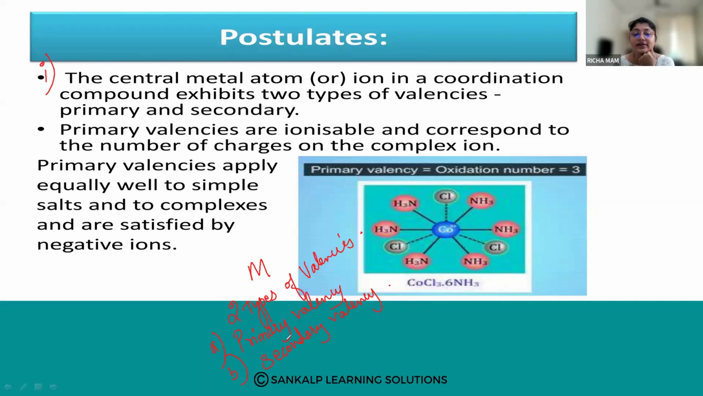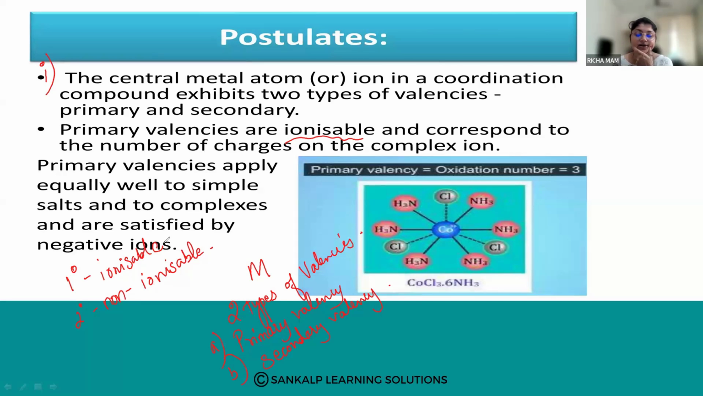Now, what is this primary valency? Primary valency is ionizable. It is ionizable, meaning it forms ions: if it dissociates in water, it will form ions. So primary valencies are ionizable, and secondary valency is non-ionizable, meaning it does not produce ions. We will see the difference between these. So this is the first point. So in the central metal atom or the complex, what is there?